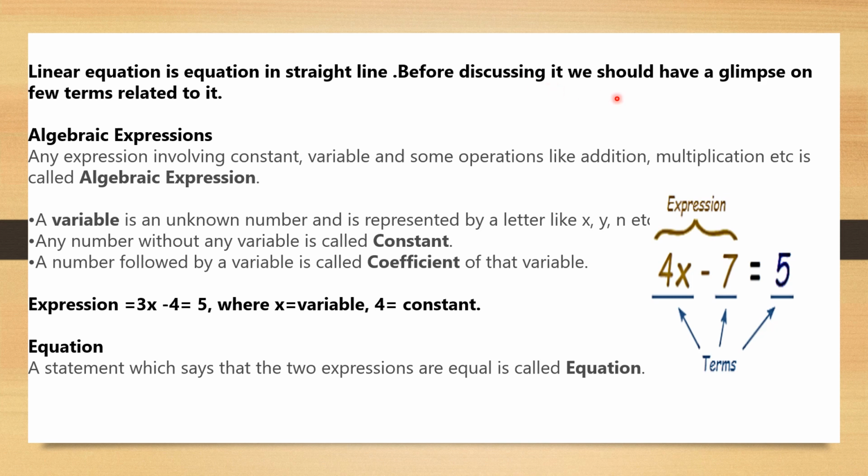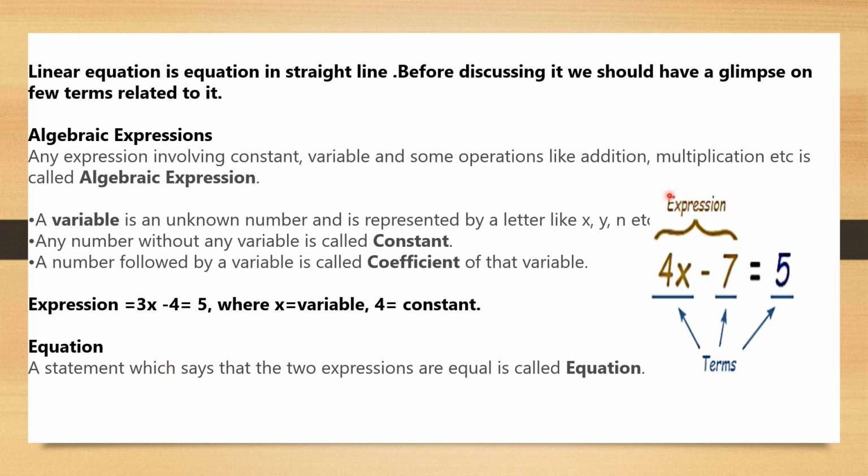Before discussing it, we should have a glimpse of a few terms related to it. Algebraic expressions. Any expression involving constants, variables, and some operations like addition, multiplication, etc. is called an algebraic expression. A variable is an unknown number and is represented by a letter like x, y, etc. Any number without any variable is called a constant. A number followed by a variable is called the coefficient of that variable.